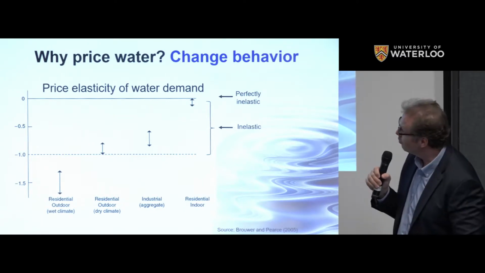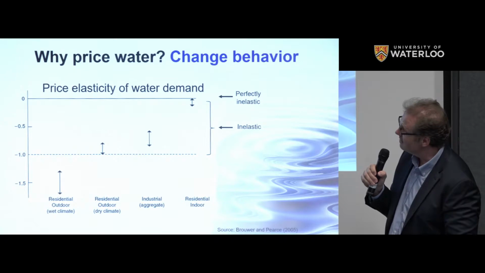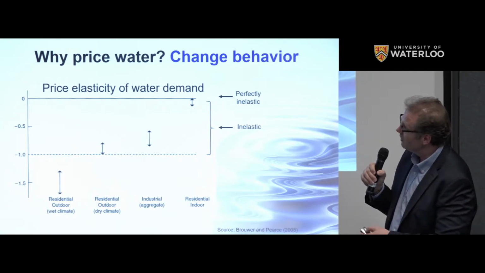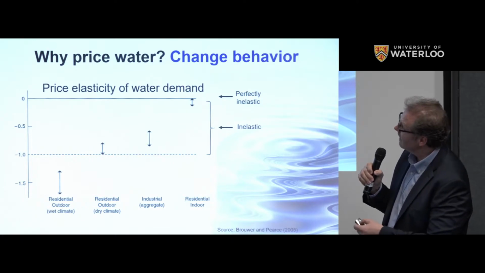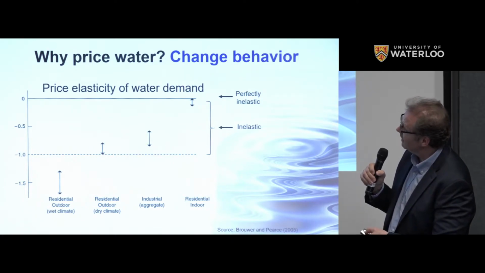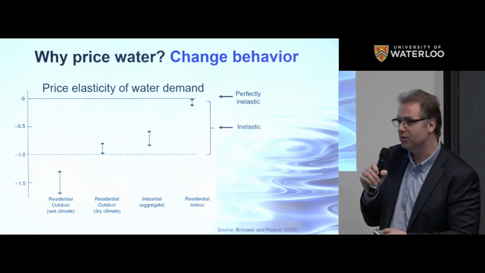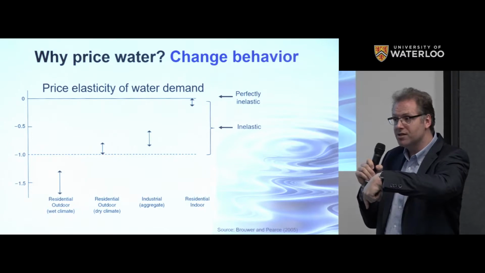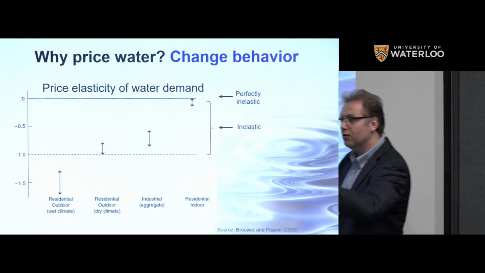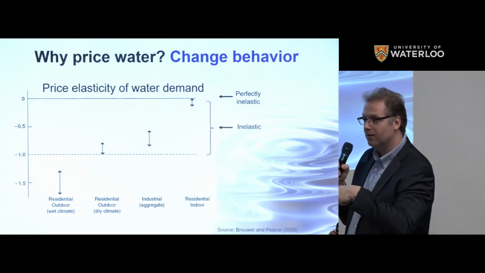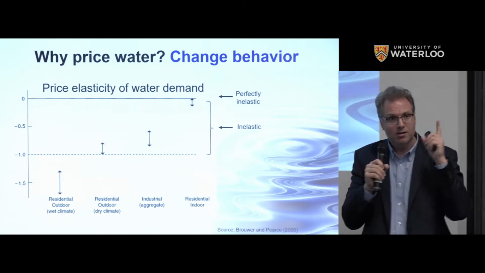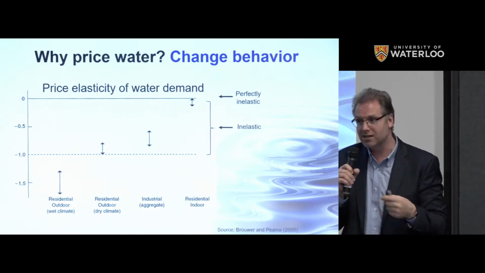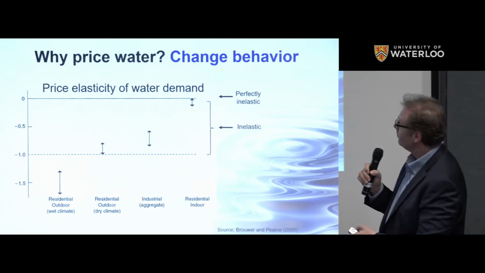So not proportionally means in this case that if you change the price, consumption doesn't change equally with the price change. So completely inelastic is 0, completely elastic is minus 1.0. So you increase the price by 1% and consumption goes down by 1%. If it's not proportionate, the value of the elasticity is less than minus 1. So you increase the price by 1% and the decrease in water consumption is less than 1%. So that is called inelastic.